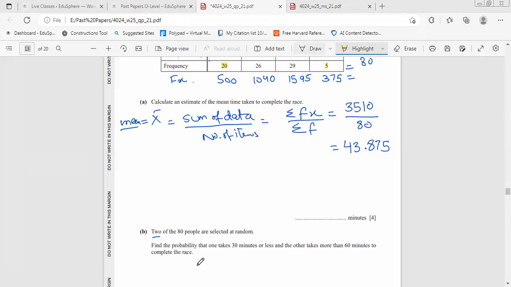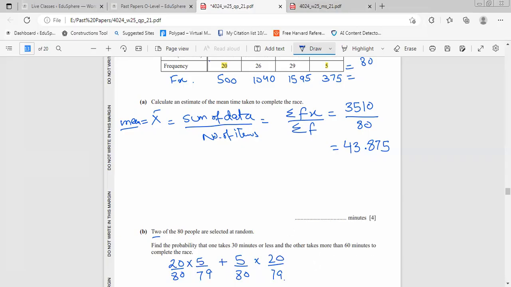So if it is 20 out of 80, this is the probability. We know that if two people are selected at random, it means if one person is already chosen, then 20 out of 80, the next person would be 5 out of 79. But if we take this first, we can write 5 out of 80 times 20 out of 79. Why am I taking 79? Because one person is already chosen.